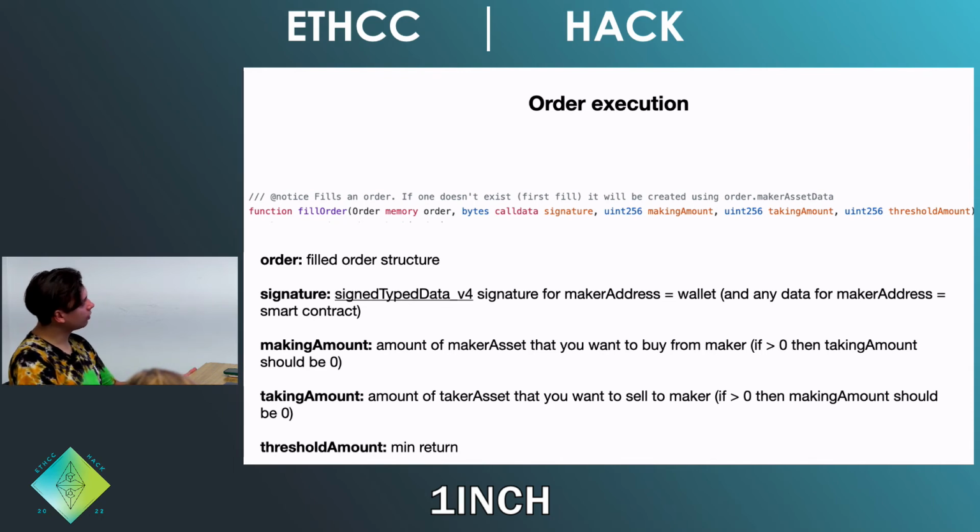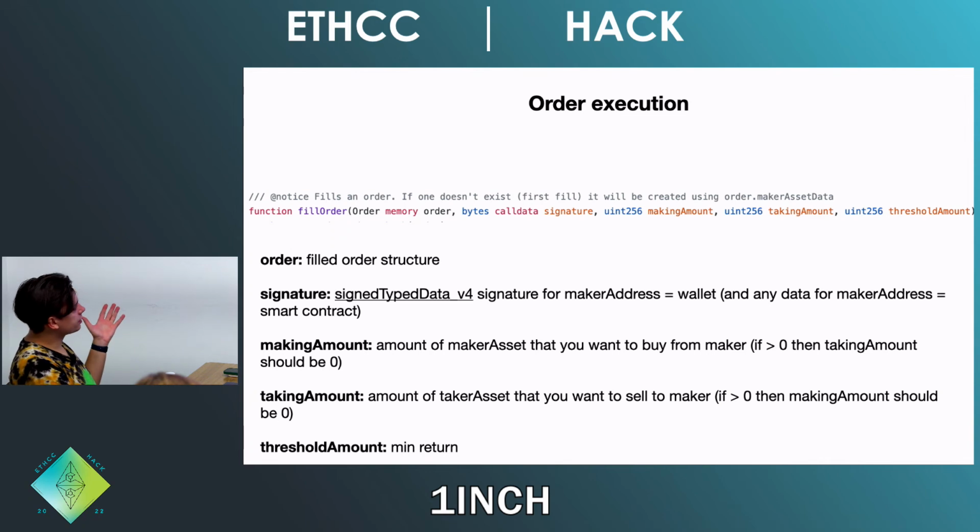You can pass not only a sign typed data signature, but any data if it's a smart contract. Sometimes the maker is not a person, but some smart contract. When it is a smart contract, you need to pass something that allows your smart contract to verify this order on its side. So this smart contract can create the order, and we will make a callback to the smart contract and check that this limit order is valid from the smart contract side. So the signature can be a real signature or some data for the smart contract.